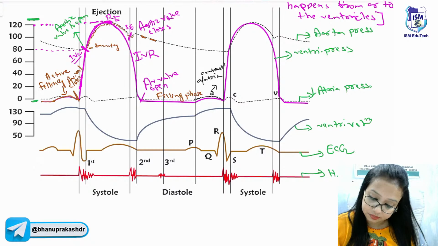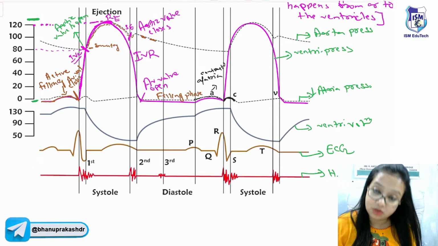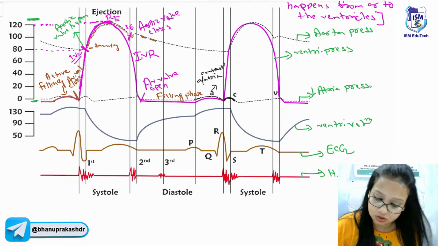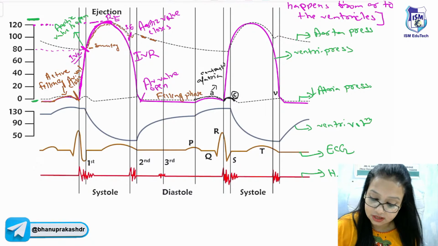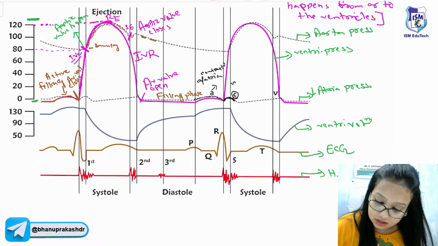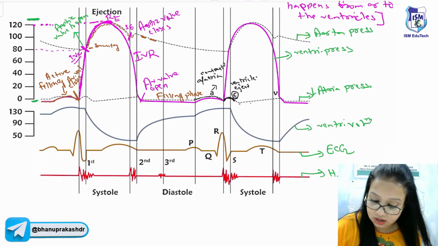Okay. Now, when the ventricle is pumping out blood, it is ejecting, and you also see a slight increase in the pressure of the atria, which is the C wave. So this is during ventricular ejection. Now, after ventricular ejection, you see a certain fall in the atrial pressure. This is called the X descent.